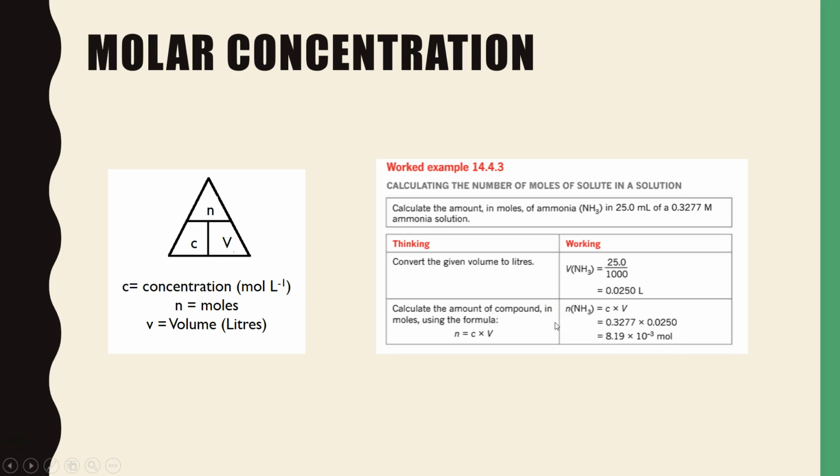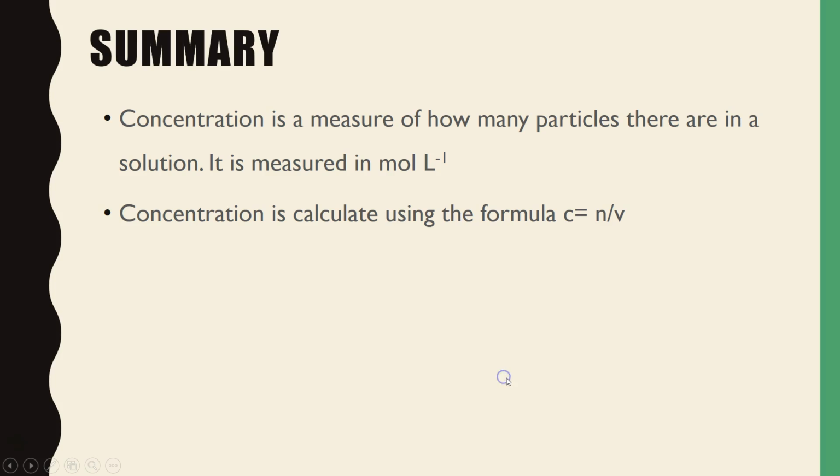This is just a third example here where we're actually multiplying and we're using the formula to calculate the amount in moles. So we've got the concentration, we have the volume, we want to work out the moles. To do so, you simply multiply the volume by the concentration, but you need to first convert the volume into litres, which is done by dividing by 1,000. And you can see 0.3277, the moles by the volume there, gives you this number in moles.